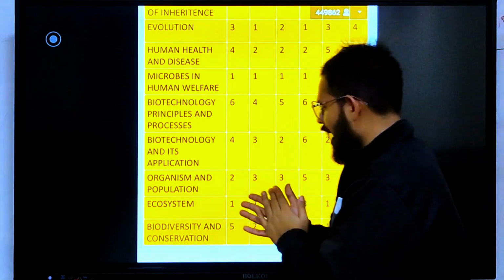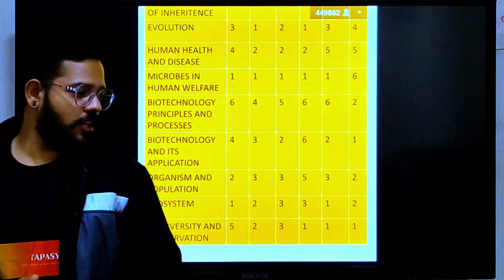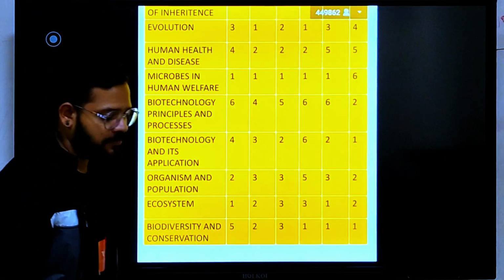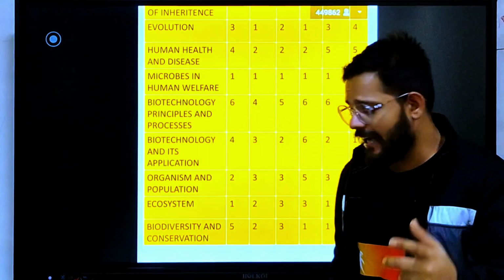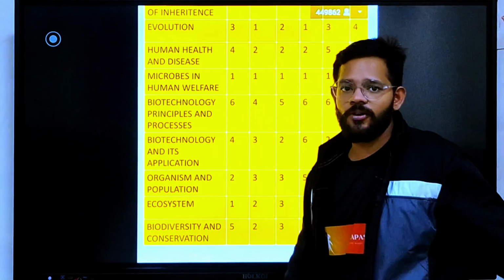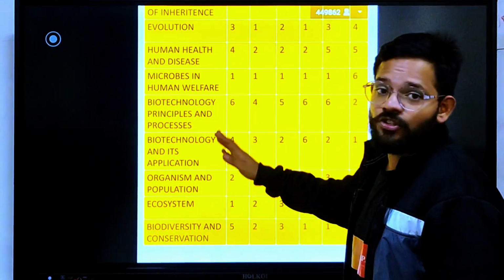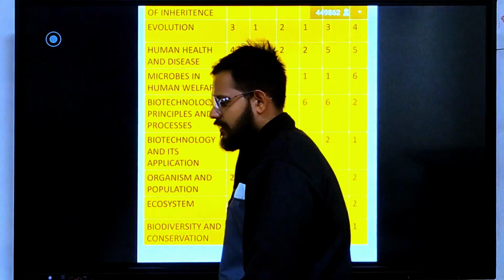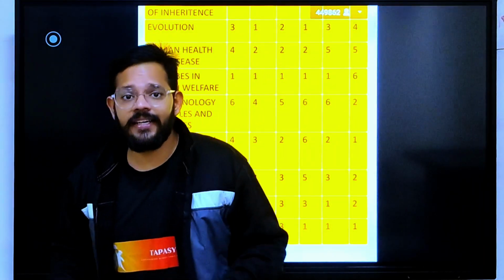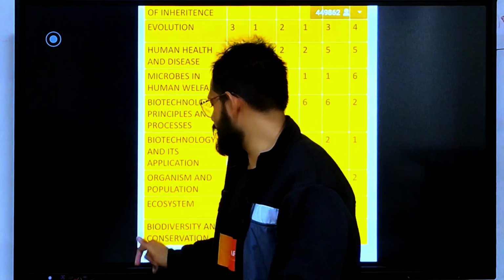Okay, so next we have ecosystem. Last year only 1 question came from this. So maybe this year 2 questions are coming from your ecosystem. Okay, biodiversity and conservation, 5 questions came last year from this chapter. So this year there is a chance of 3 questions coming from your biodiversity and conservation.